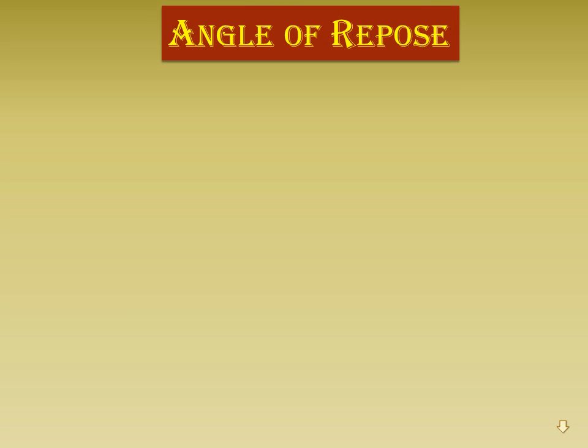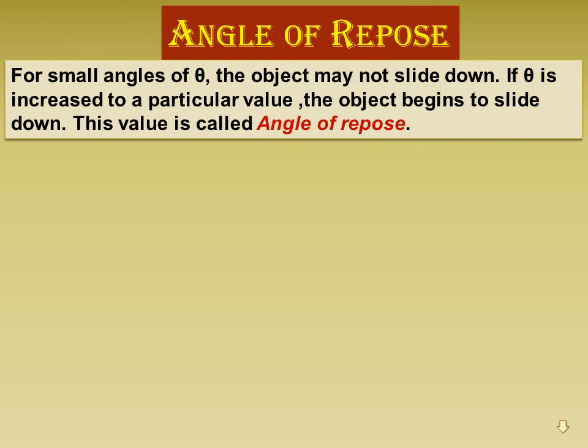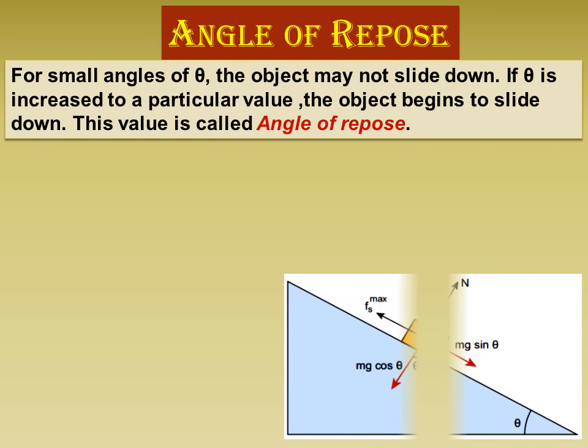Now, angle of repose. See, let us consider an inclined plane on which an object is placed at an angle. Okay, this is an inclined plane. An object is placed at an angle theta with the horizontal. This is the angle which we fixed with the horizontal position. There is an angle between the object's plane and the ground.